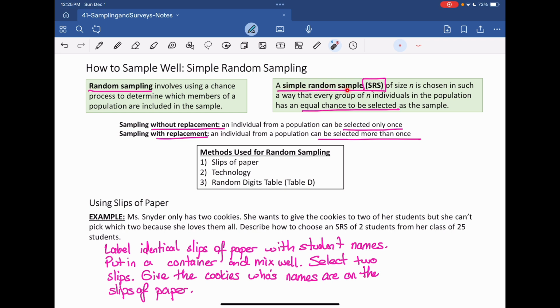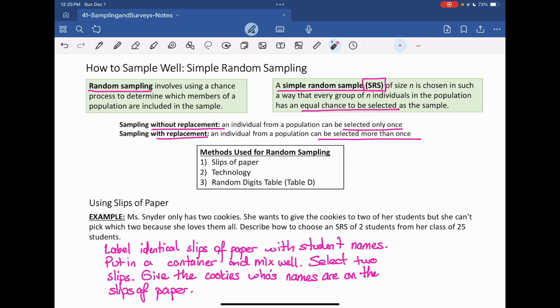A simple random sample is called an SRS. This is very popular. Simple random sample means everybody in the population has an equal chance to be selected. It's basically the entire pool of people, and from the entire pool, you are picking a set number of people or animals or objects to either measure something on or ask questions to, etc.